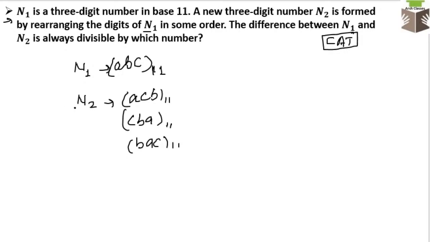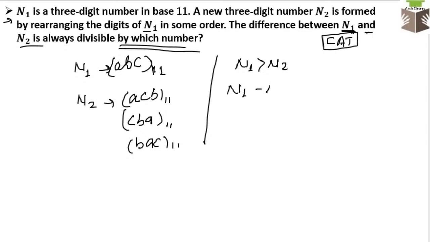Next it says that the difference between n1 and n2 is always divisible by which number? The difference between n1 and n2, whichever is the greater one, we don't know, but let us say n1 is greater than n2, for example. The question is: n1 minus n2 is always divisible by which number?